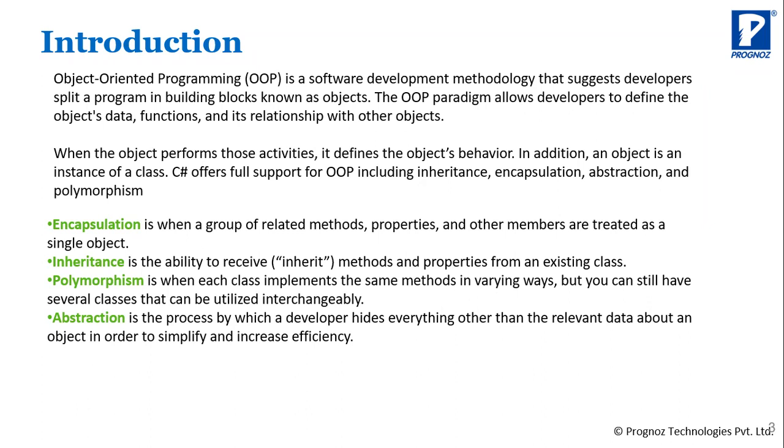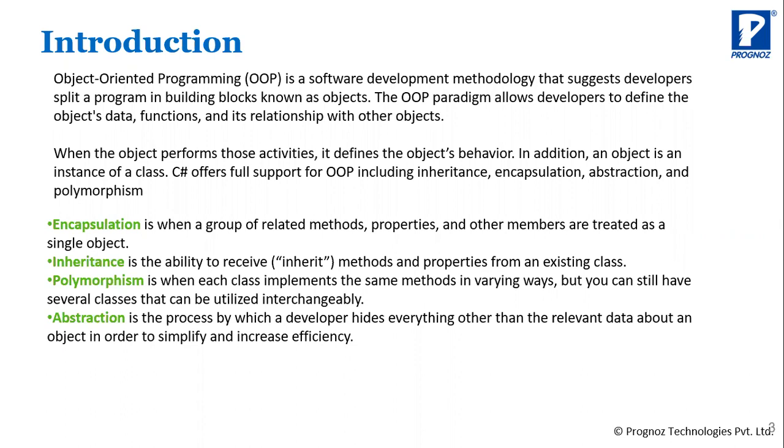Inheritance, encapsulation, abstraction, and polymorphism concepts are available in C Sharp. First of all, we need to discuss encapsulation. We discussed it in the last session also. Encapsulation is the process of binding the data members and the functions into a single unit. So a group of created methods, properties, and other members are treated as a single object. That is called encapsulation. A group of methods, properties, and some other members put in one place, that is called the object. So that is the encapsulation concept.